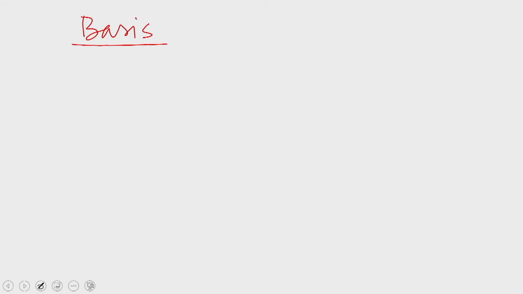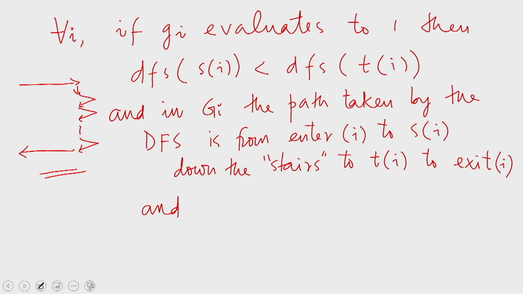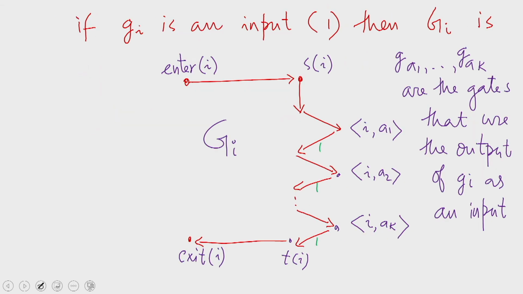For basis, let us consider I equal to 1. G1 has to be an input of value 1. Therefore, for our claim to be true, we should have a path of this sort traced within G1. So, let us see how would the DFS go within G1. G1 is an instance of this with I replaced by 1. So, the DFS will begin with enter 1. There is only one way for the DFS to go, which is to S of 1, and from there is only one way to go. From there it will go to I of A1.